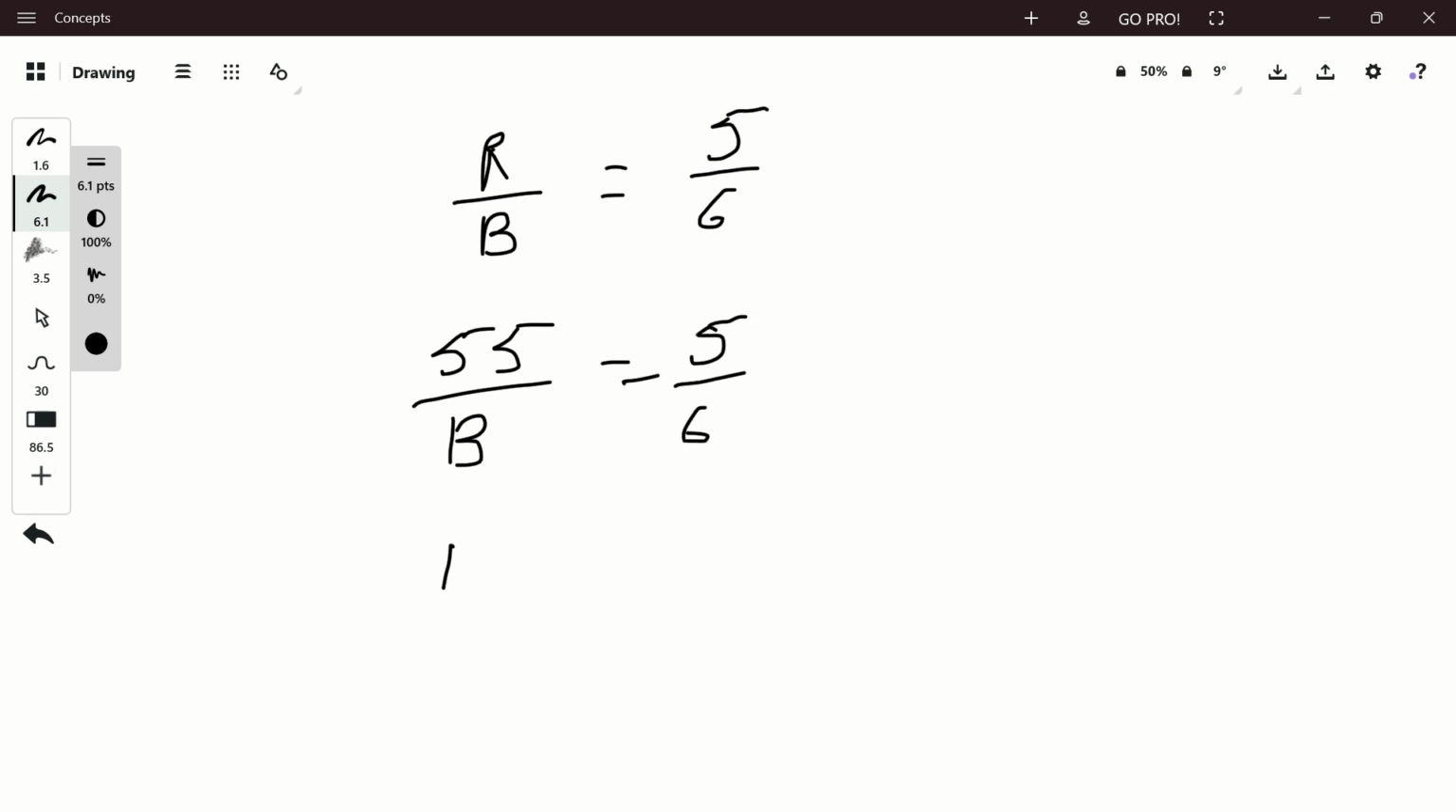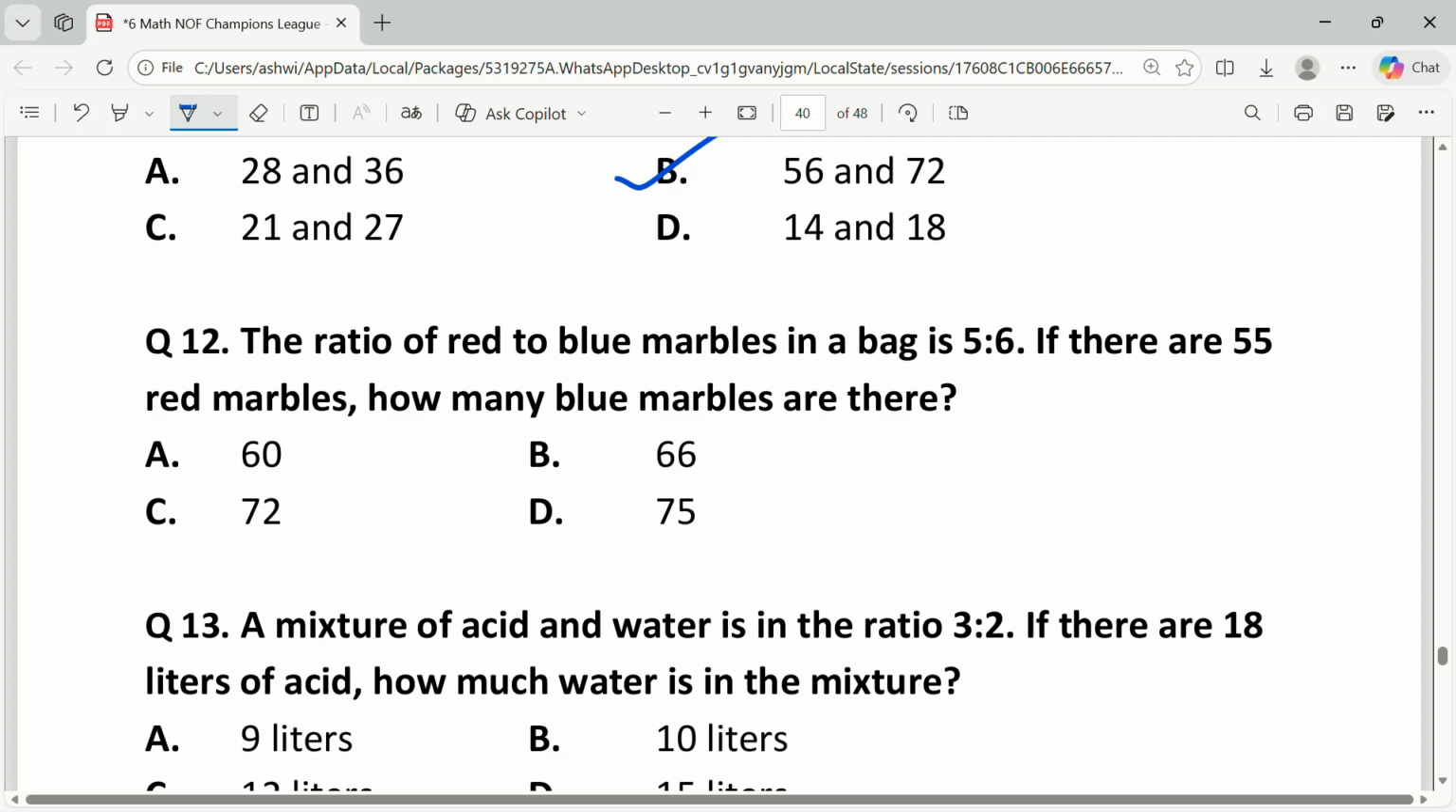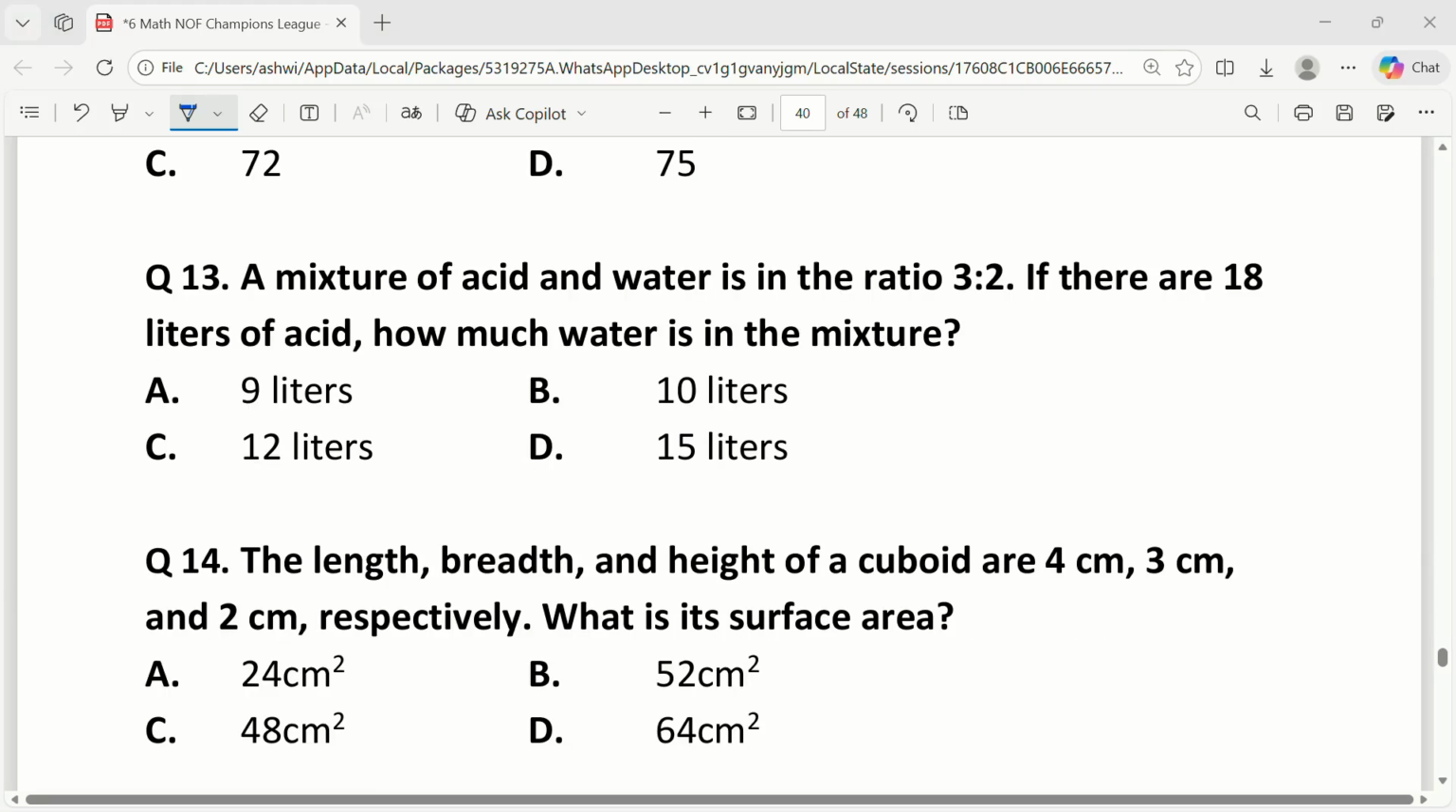Solving for B, we have B is equal to 55 into 6 upon 5, which is equal to 66. Comparing with the options, the answer is B, 56. Question 13. A mixture of acid and water is in the ratio 3:2. If there are 18 liters of acid, how much water is in the mixture?